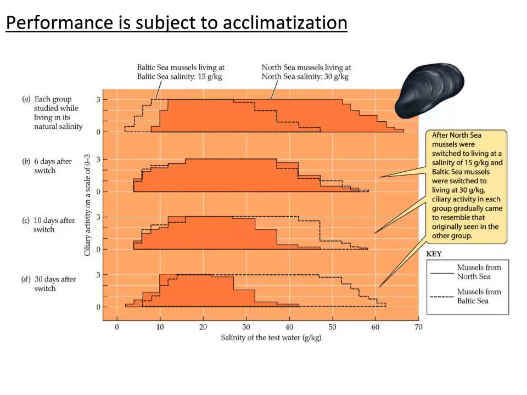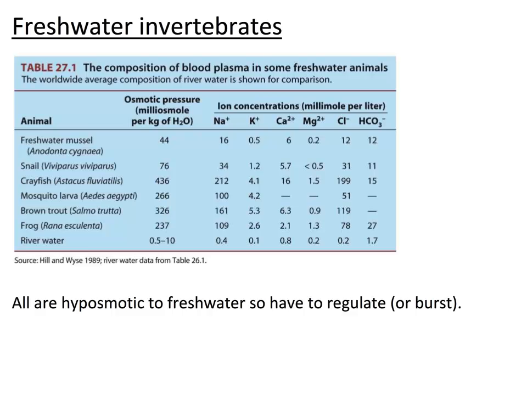We can see that ciliary activity is very different to start with, but then over time the Baltic Sea mussels, when moved into the North Sea, mimic that of North Sea mussels, whereas the North Sea mussels, which come from a high salt environment going to a low salinity environment, over time mimic the ciliary activity of Baltic Sea mussels. So acclimation is not just restricted to temperature.